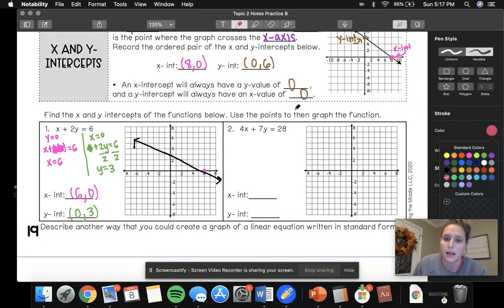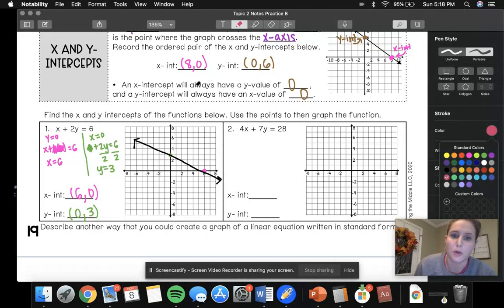4x plus 7y equals 28. Now, I'm not saying that you can't just solve for y and graph it that way, but again, we're just practicing various ways, because x and y intercepts will be very helpful when we get to curves. So we're just going to understand, hopefully, the concept. First, we're going to find the x-intercept.